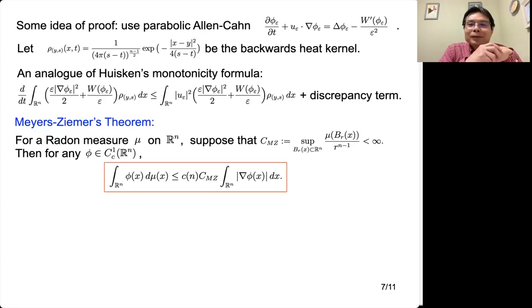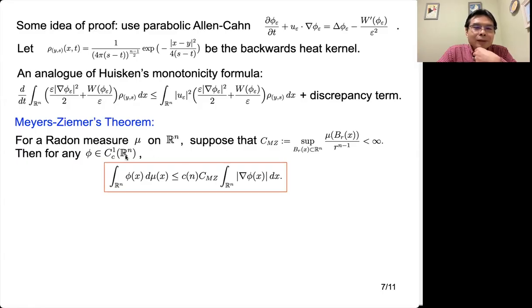So, here, what I found is that, as I said, one of the difficulties I had was to prove that you can have a trace of this vector field on the surface. Now, to do this, one important ingredient is the so-called Meyers-Ziemer theorem, which I think is not so well known, even in our community.